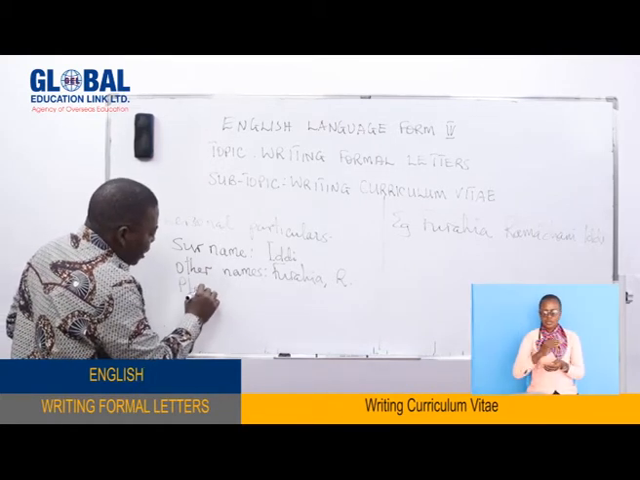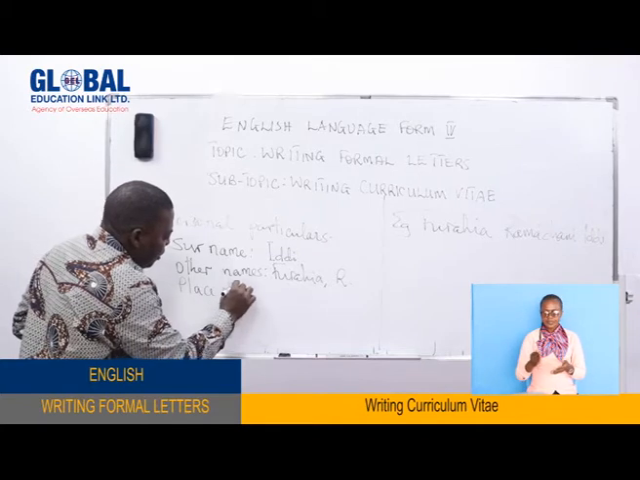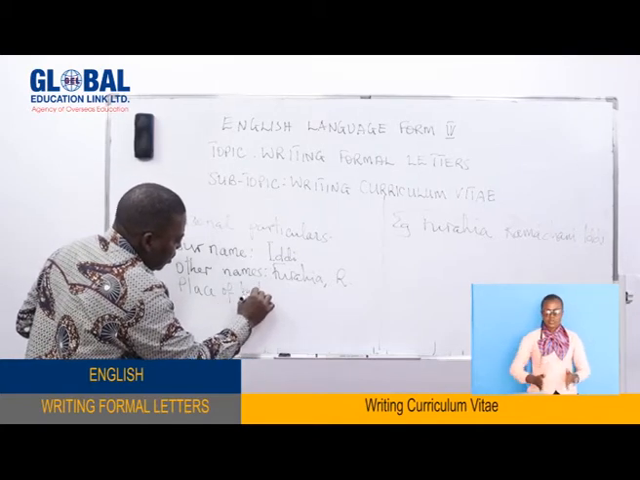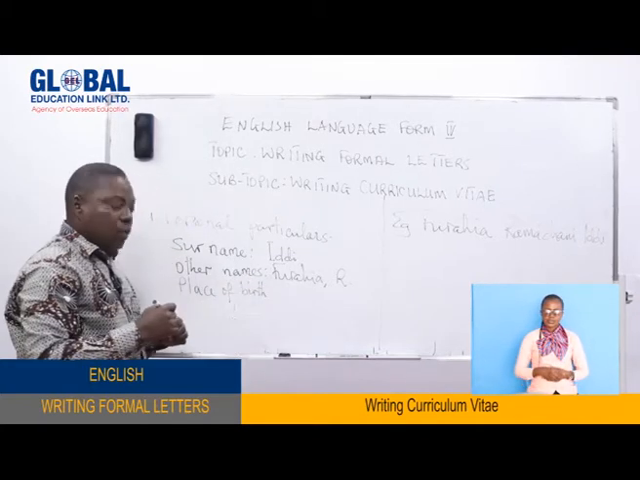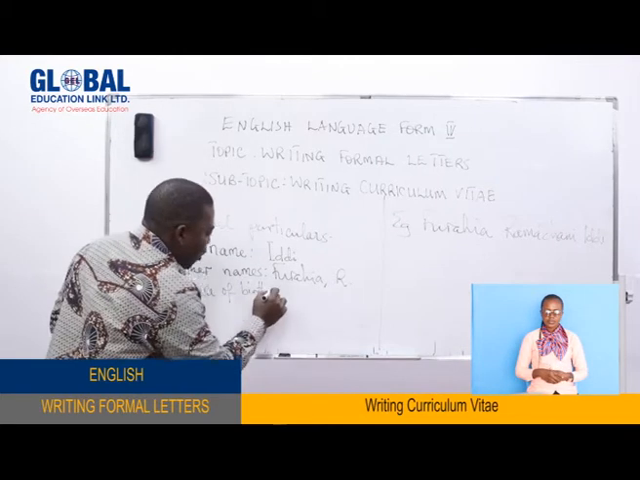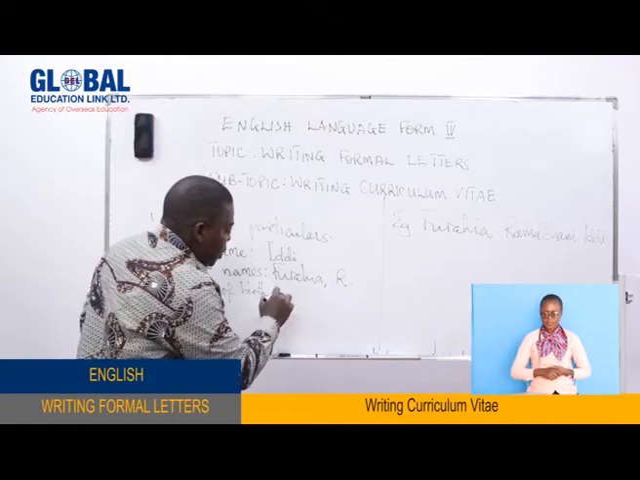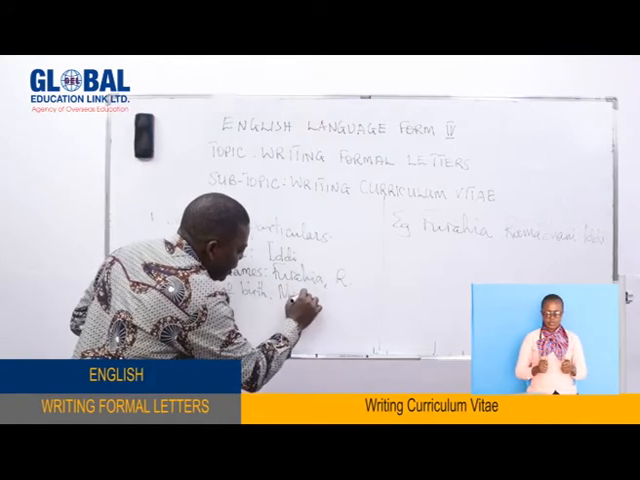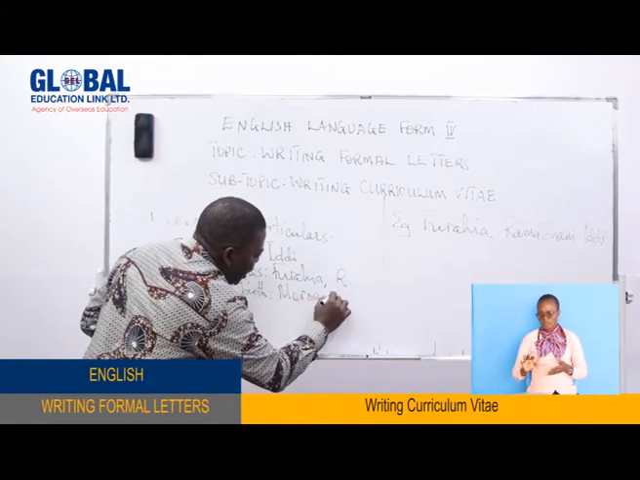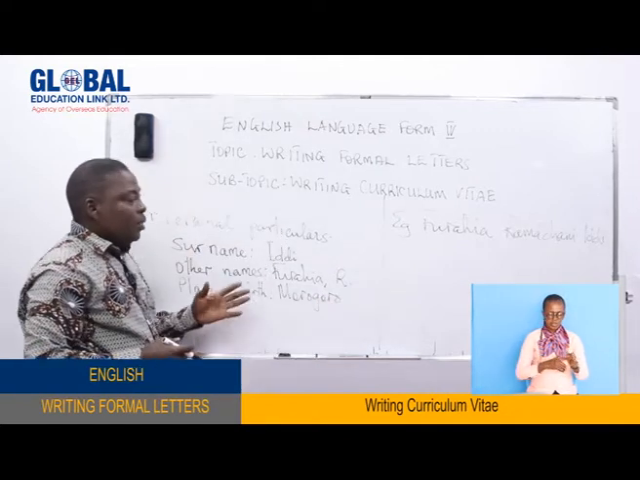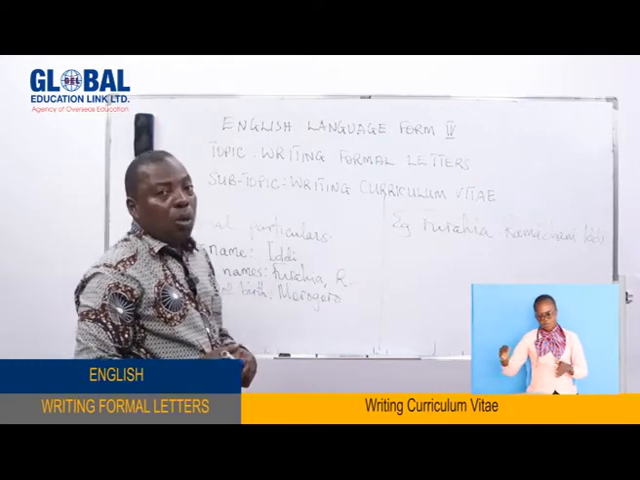And what comes after other names? You talk about the place of birth. Where were you born? Now it depends on the place where one has been born. And for instance, this person was born in Morogoro.